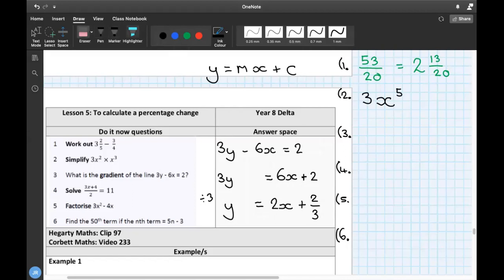Now, your gradient is always going to be the value in front of the x. Your m value here is 2. So our gradient is just going to be positive 2.